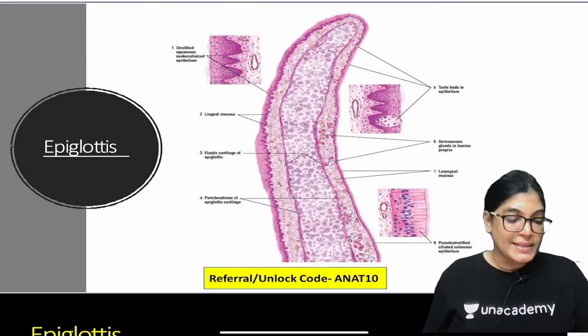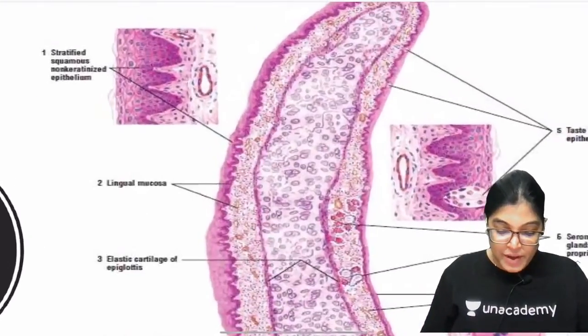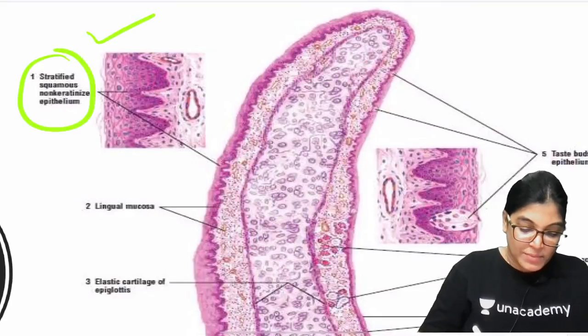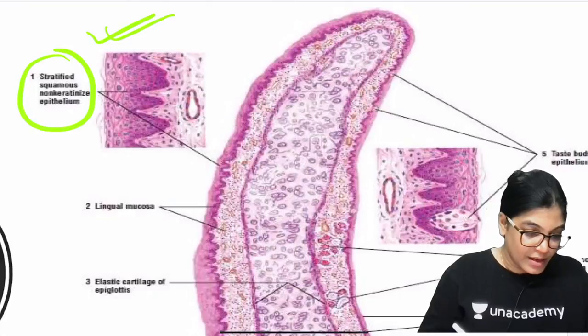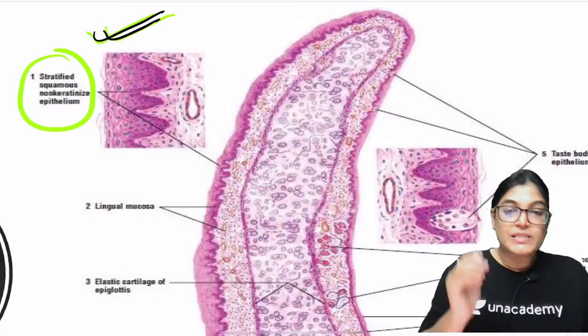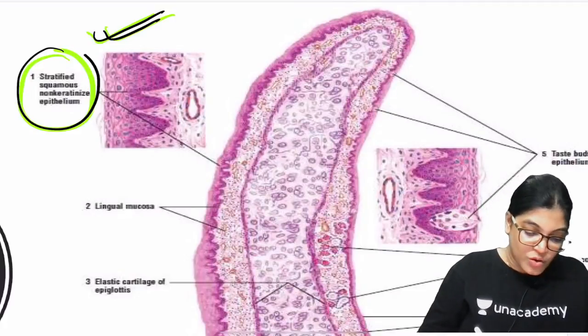Double-edged sword. Why is it called a double-edged sword? Because it has two epithelia. See here, if I highlight this diagram, you can see it has stratified squamous non-keratinized epithelium. It is a flap-like cartilage which is attached to the posterior aspect of the tongue.